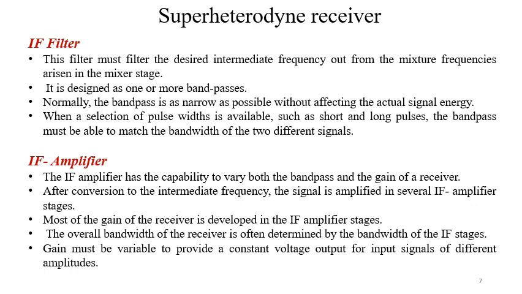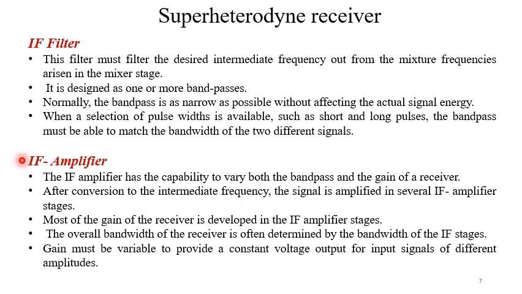Now we will consider the IF filter. This filter must filter the desired intermediate frequency out from the mixture frequency arising in the mixer stage. It is designed as one or more bandpasses. Normally, the bandpass is as narrow as possible without affecting the actual signal energy. When a selection of pulse width is available, such as short and long pulses, the bandpass must be able to match the bandwidth of the two different signals.